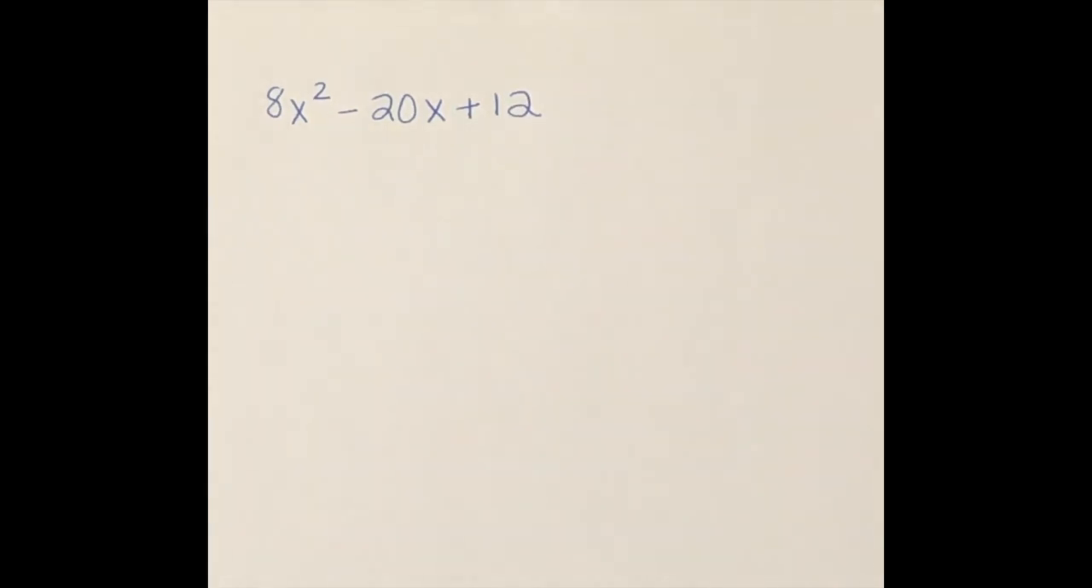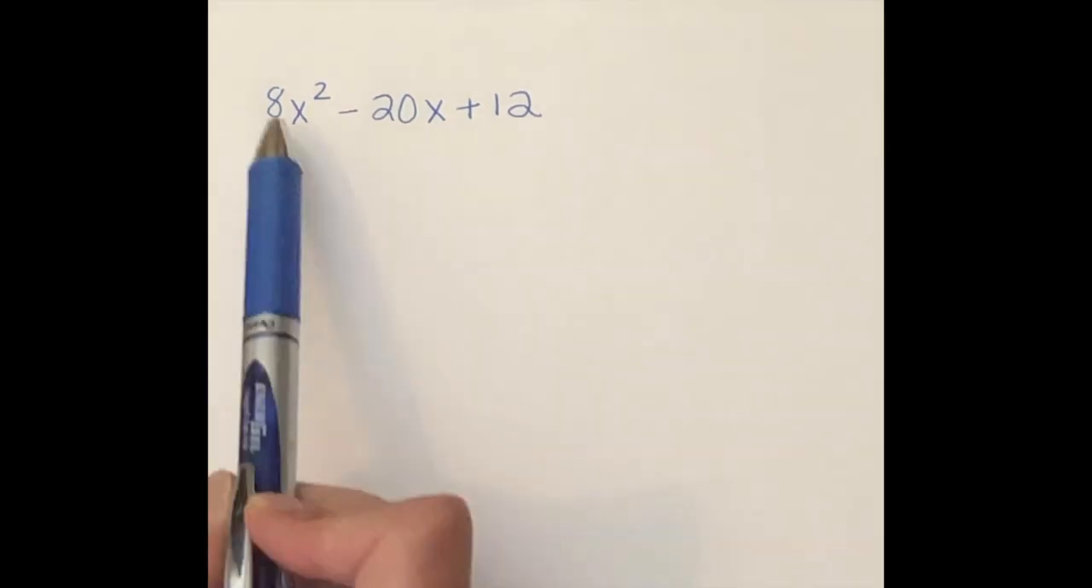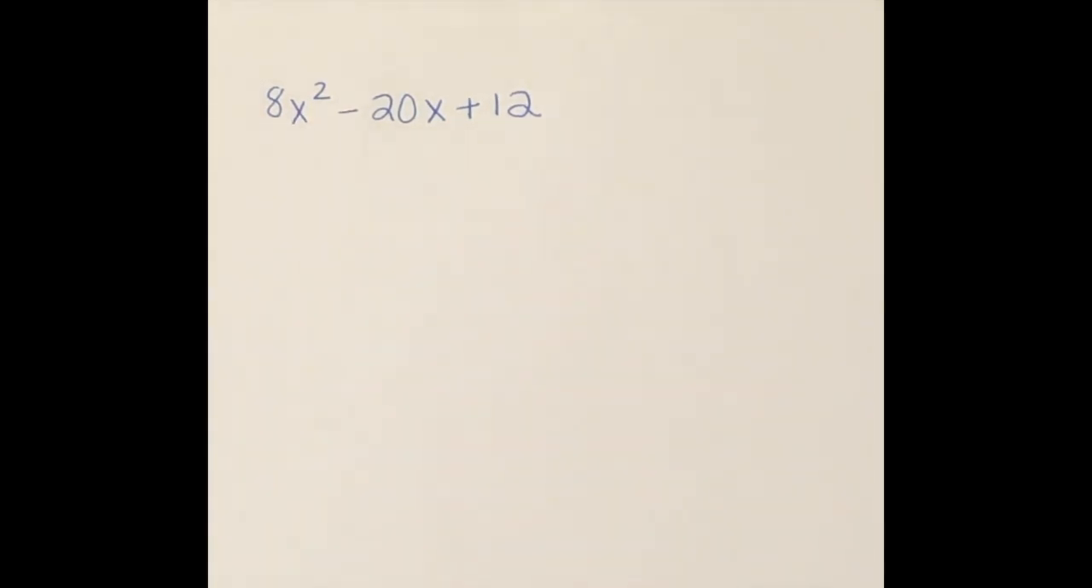Sick work, Mrs. Sullivan. Let's kick it up a notch. So let's take a look at this trinomial, and we're going to follow the same process. When I look at this, I see that my a value is bigger than 1. It's an 8. So, like always, our first step when we factor is to look for a greatest common factor.